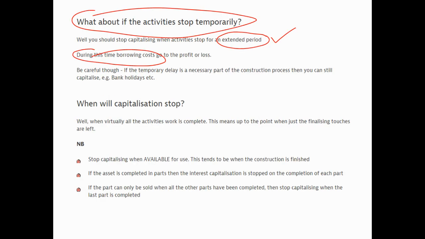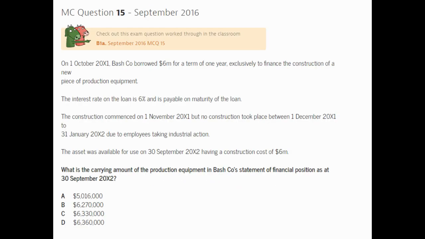We have to know this. We have to sing this. We have to dream this. Okay, we have a scenario here. I think that's it about borrowing costs in summary. So let's try to apply the concept on this question.